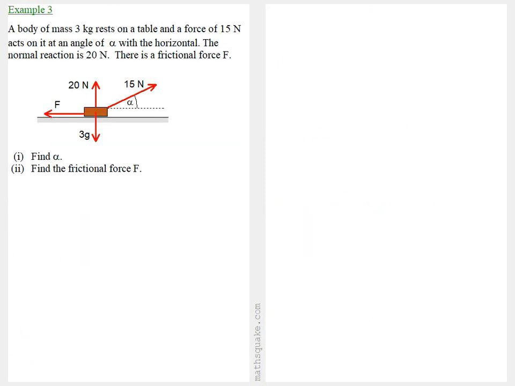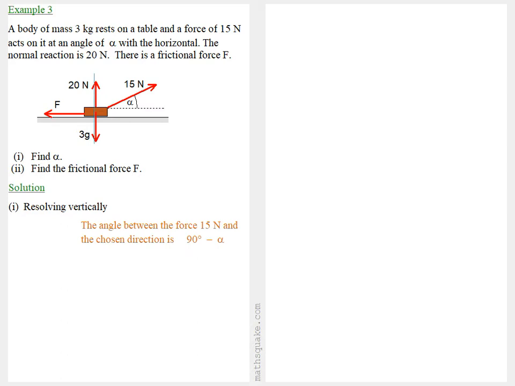Let's have a look at another example, example 3. A body of mass 3 kg rests on a table and a force of 15 newtons acts on it at an angle of alpha to the horizontal. The normal reaction is 20 newtons and there is a frictional force F. In part 1, we're asked to find alpha. Well, to solve this, to start with, we'll resolve vertically.